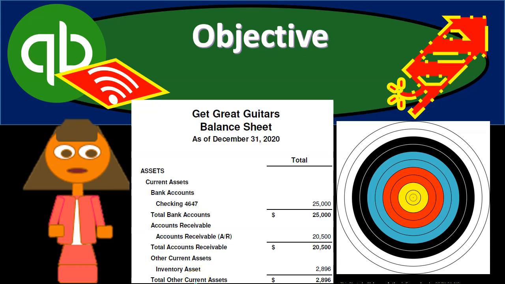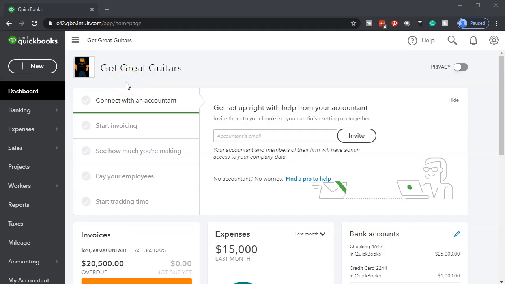In this presentation, we will discuss our objectives as we enter the beginning data into QuickBooks Online. Here we are in our Get Great Guitars file. We want to discuss our objectives now that the file is set up in terms of how we're going to get the beginning data that we need in order to then process forward from that point.